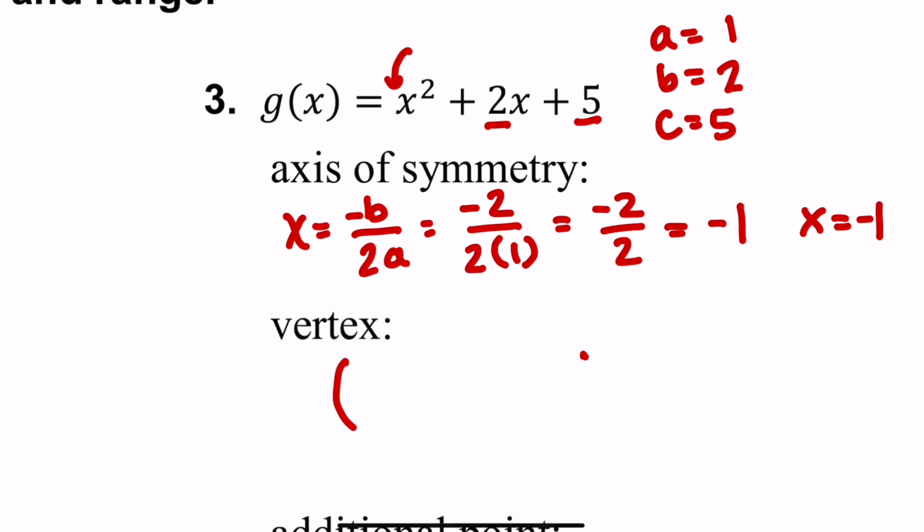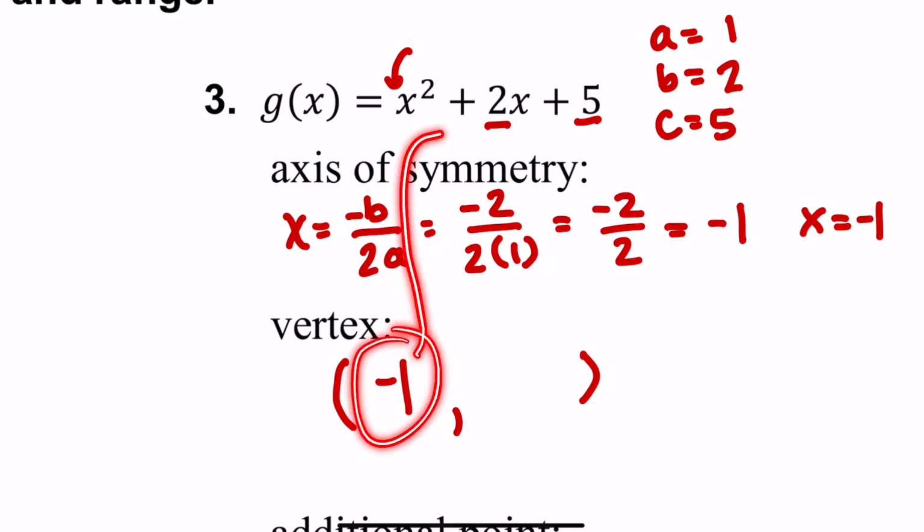Now to find our vertex, we always take our first number on the axis of symmetry, and that is what we're going to put in for our vertex, because the vertex is always located on top of the axis of symmetry. So we have a negative 1 there, and to get the second number, we're going to take that negative 1 and plug it into the equation that we have here.